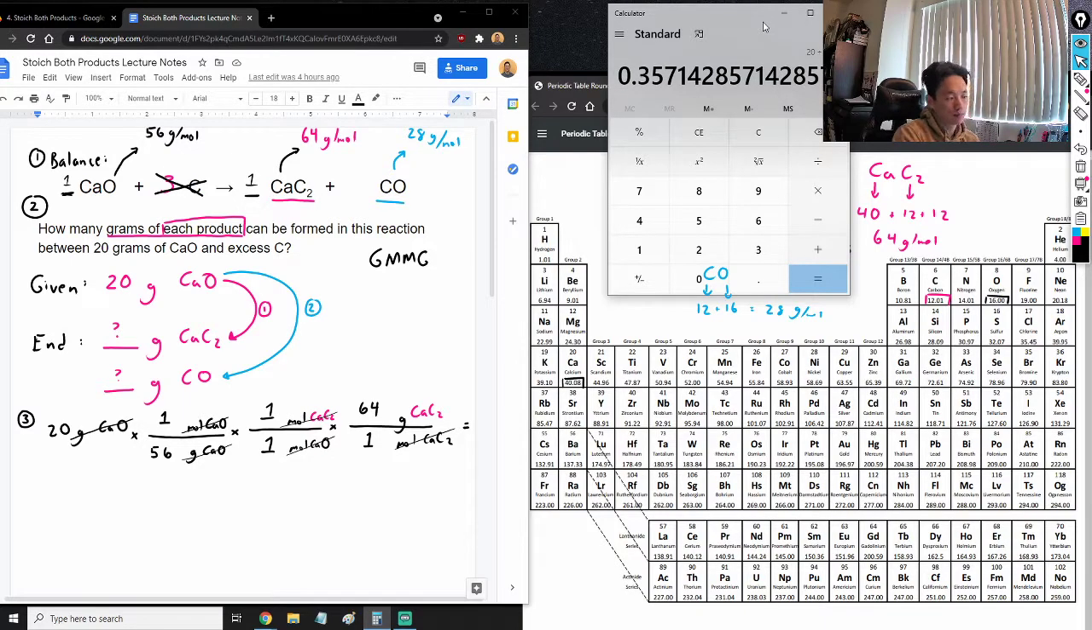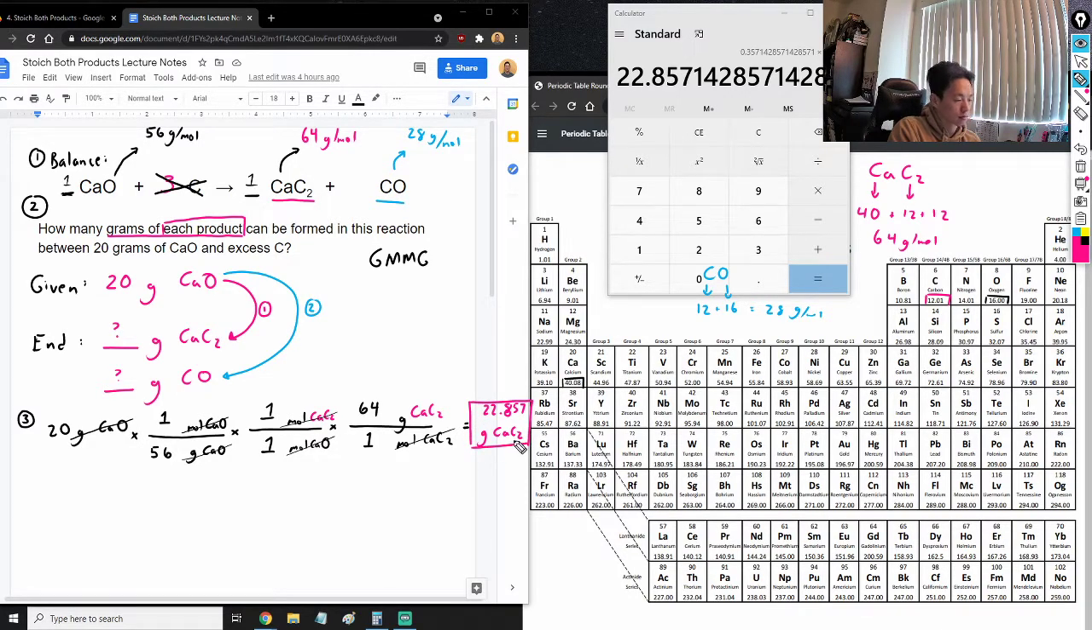We can skip the second fraction because it's 1 on the top, 1 on the bottom. So times 1 divided by 1 doesn't really change the number. And then for the third fraction, we'll multiply the number on the top. We'll multiply by 64, and we can skip dividing by 1. So our answer for the first dimensional analysis will be 22.857, and for our units of measurement, it'll be grams of CaC2.